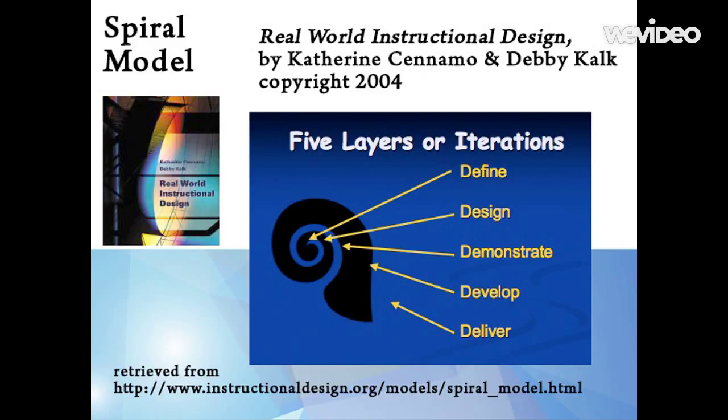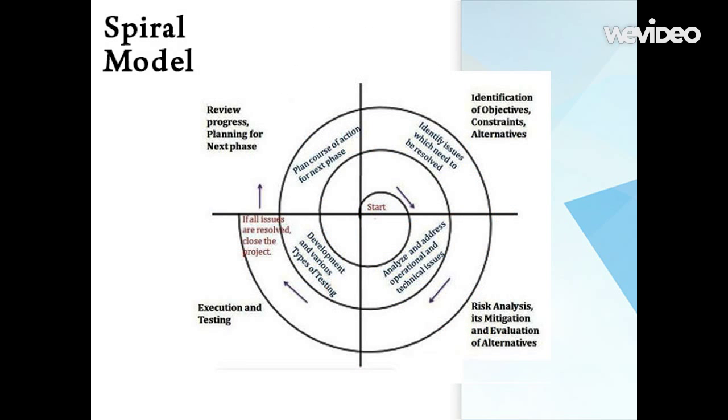Kathy Seminamo and Debbie Kalk adapted this model for instructional design in their 2004 book, Real World Instructional Design. They simplified the process into 5 steps: define, design, demonstrate, develop, and deliver. This spiral model has the benefit of emphasizing the iterative components of instructional design and development, in which tasks from each of the 5 main phases represent ongoing activities that continue throughout the life of the creation process.